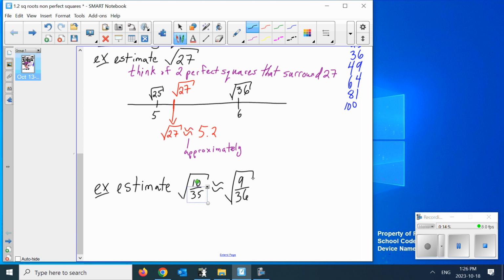Once you have that estimation, well, that means that approximation is approximately the square root of the top, 3, square root of the bottom, 6, which is about half. The square root of 10 out of 35 is about half.